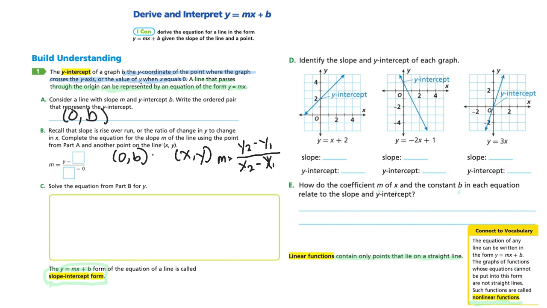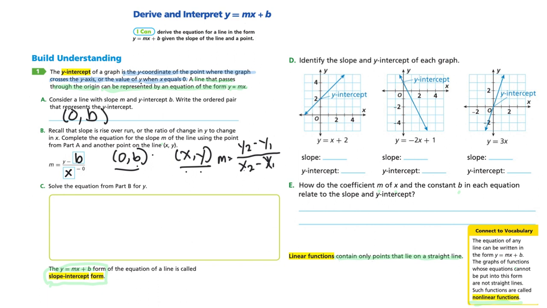So let's look at that in terms of what we have here. These are our two ordered pairs. So this is like y2, and this is like x2. So they're saying y minus, and where's our y here? b, over x minus 0. So that's what goes in those two boxes there. So let's look at C.